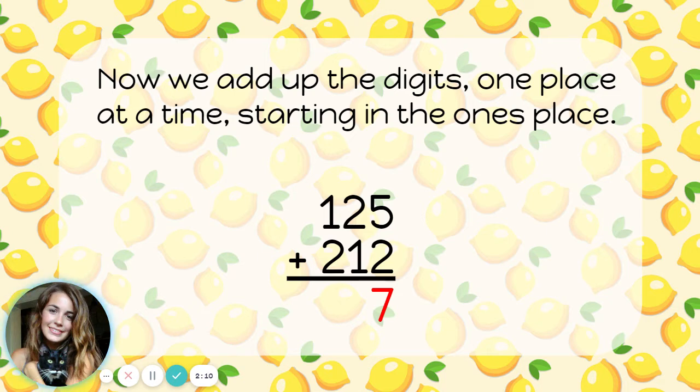Now I add the tens. I have 2 tens in the first number and 1 ten in the second number. That's 3 tens. So I'll put a 3 in the tens place of my answer. Now let's add the hundreds. I have 100 in the first number and 200 in the second number. That's 300. I can see my answer is 337.